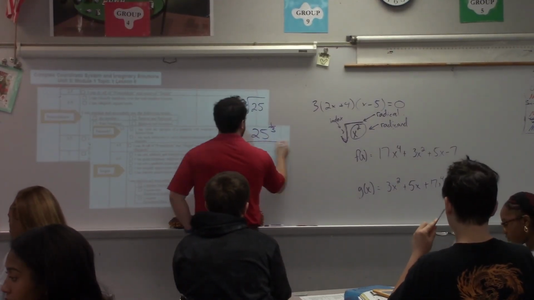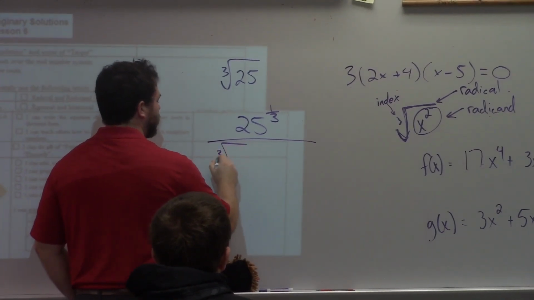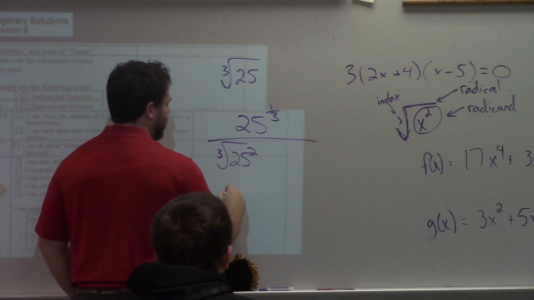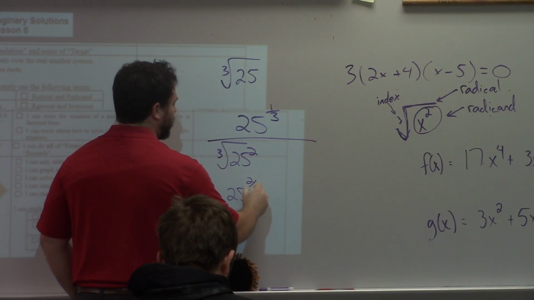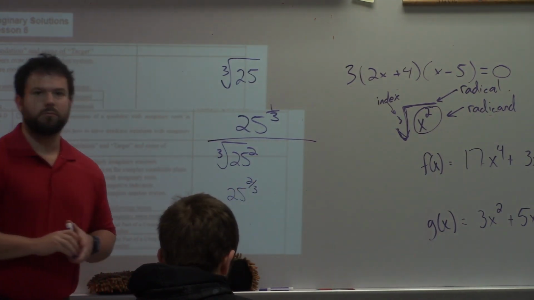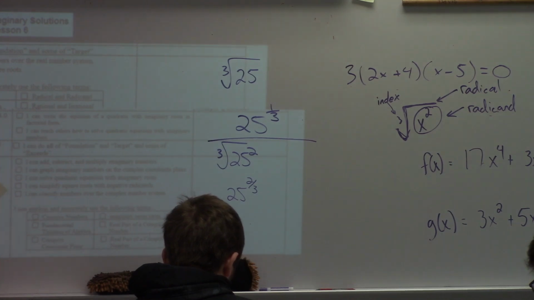Now I want you to type in the cube root of 25 squared and 25 to the 2/3. So not at the same time, two separate ones. Type in the cube root of 25 squared and 25 raised to the 2/3.